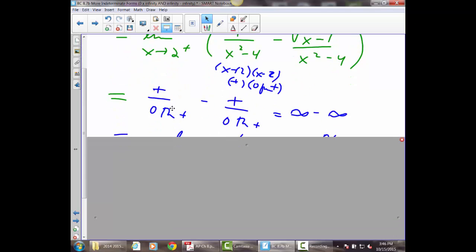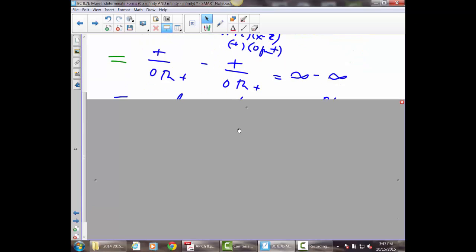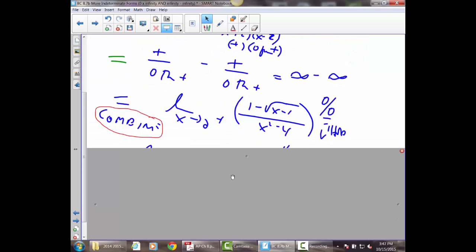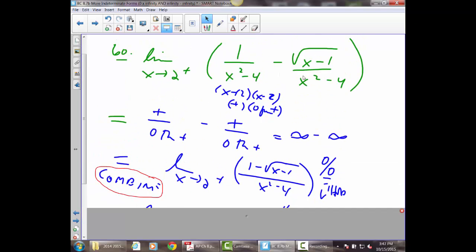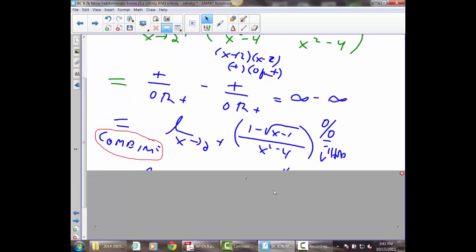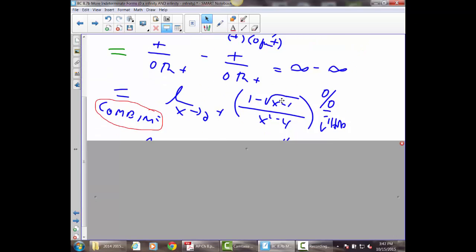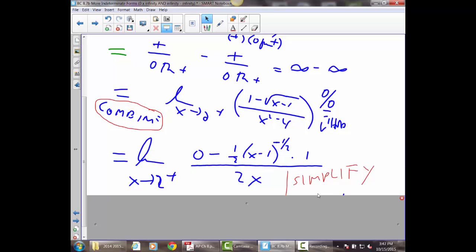So in each case, I get a positive over 0 through positives, which is infinity in each case, but there's a subtraction between them, so I have to combine the two fractions. And that's all it is. You basically simply add the fractions together. Now when I plug in 2, I'm going to get 2 minus 1 is 1, square root of 1 is 1, 1 minus 1 is 0, 2 squared minus 4 is 0. I can finally use L'Hopital's rule.